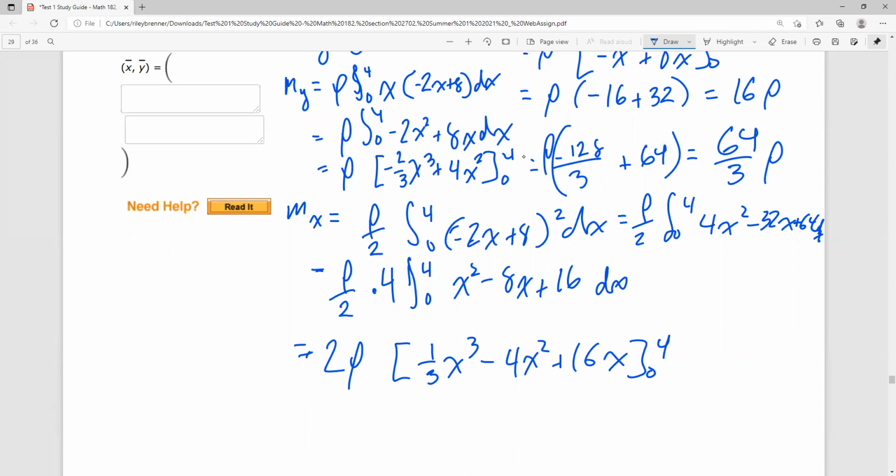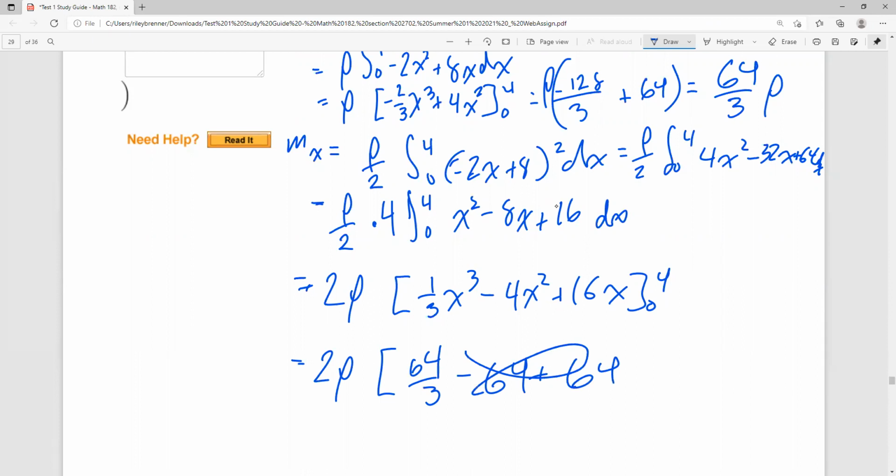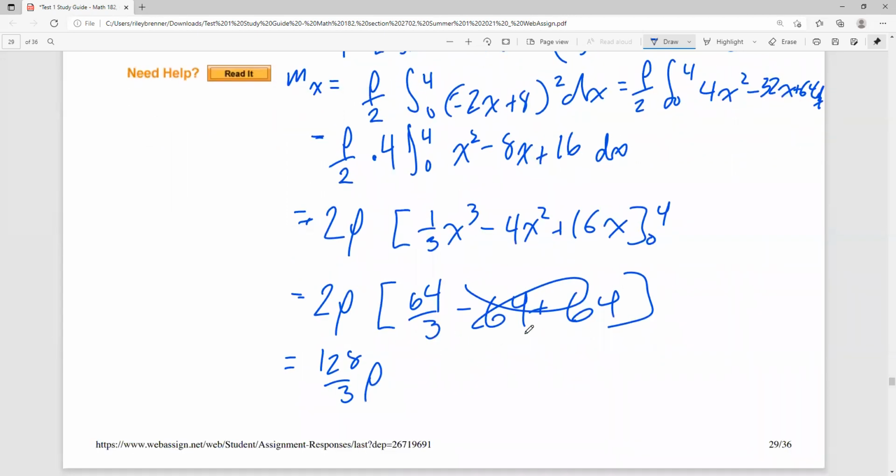How do we solve this quickly? There's no way to solve it quickly. 16 times 64 over 3 minus 64 plus 64. Okay, that actually comes out nicely. 128 over 3 rho. And now that we have every individual part, I think I did this correct. I'm just assuming I did it right.